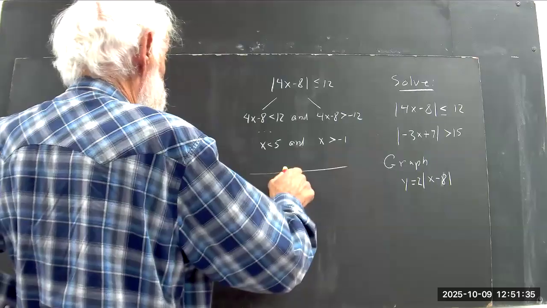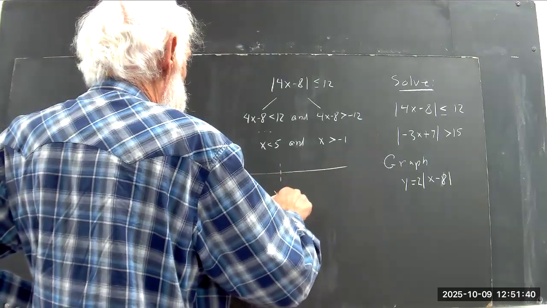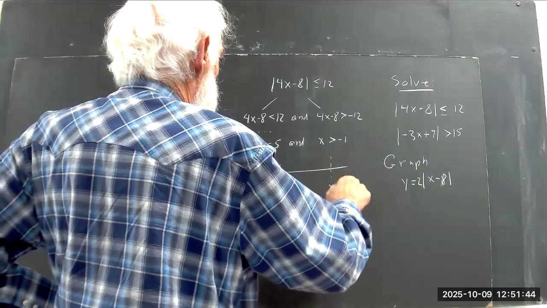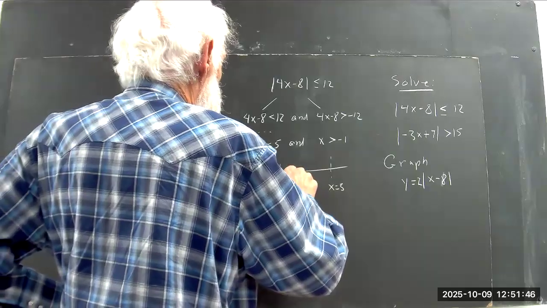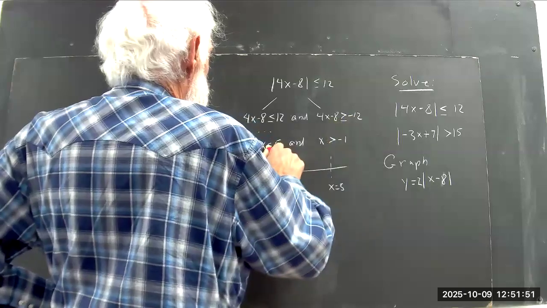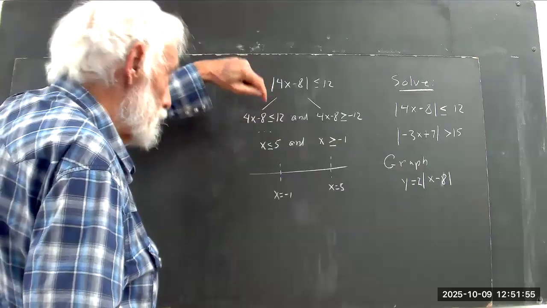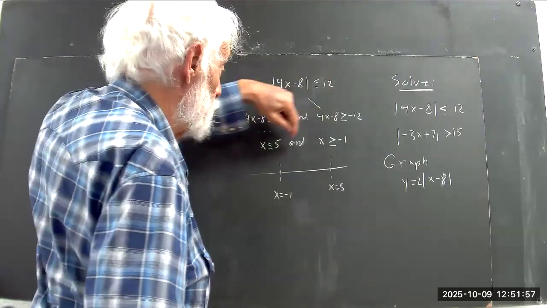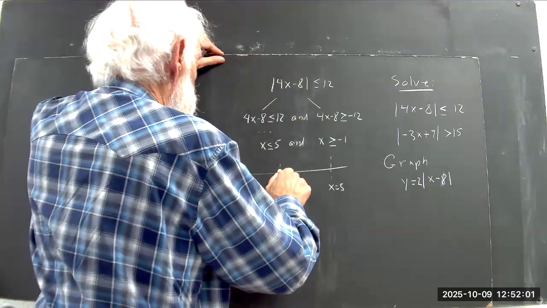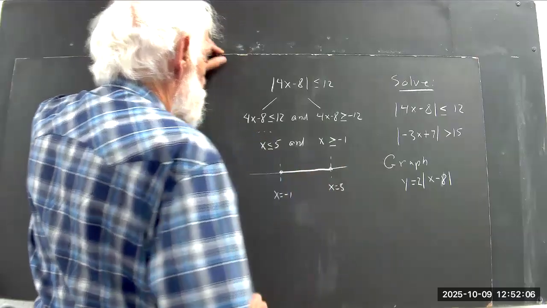I didn't ask you to graph it for purposes of time, but incidentally, this is a less than or equal to sign. These should have been greater than or equal, less than or equal, and so forth. So we're going to include x equals negative 1. We're going to include x equals 5. We have this interval.